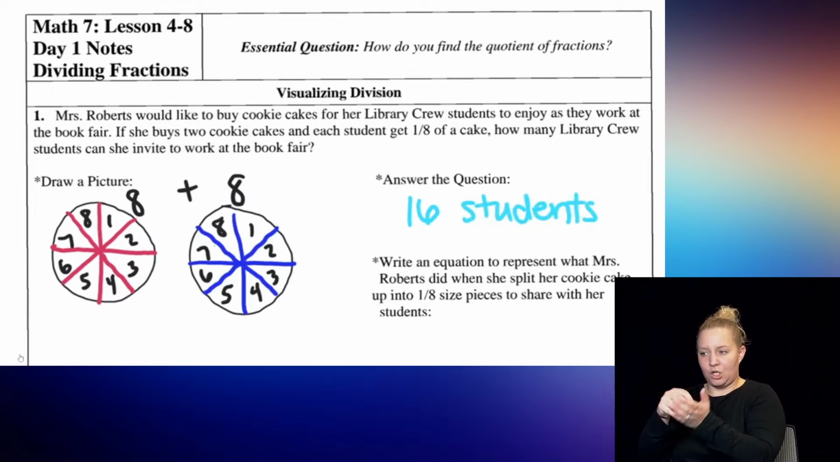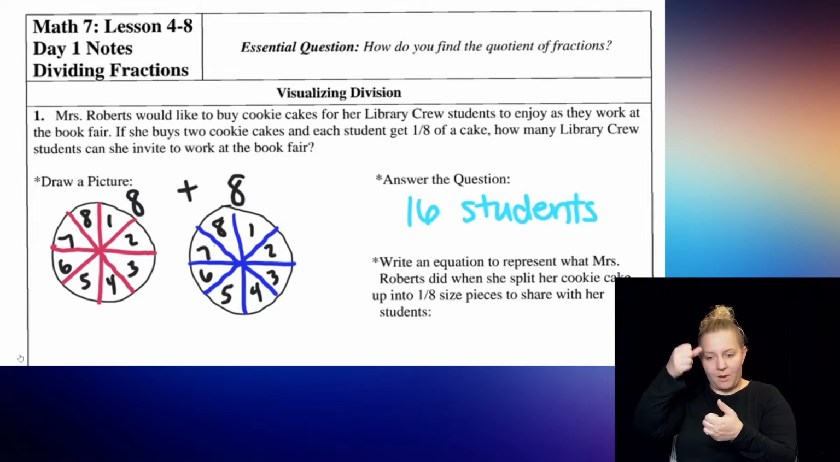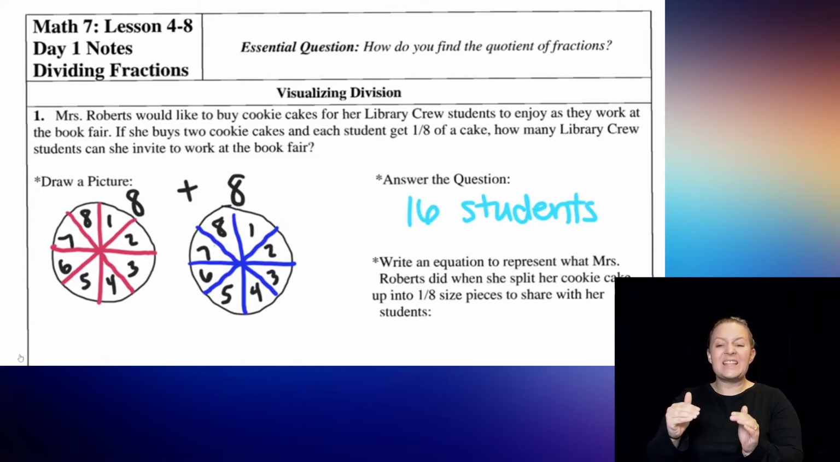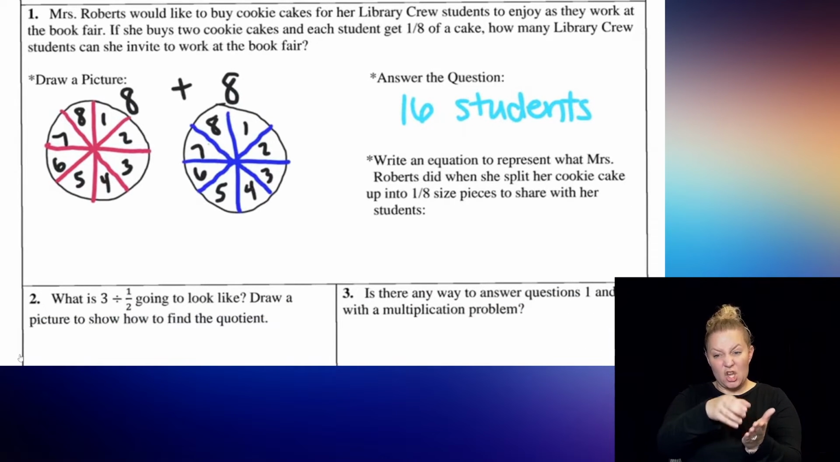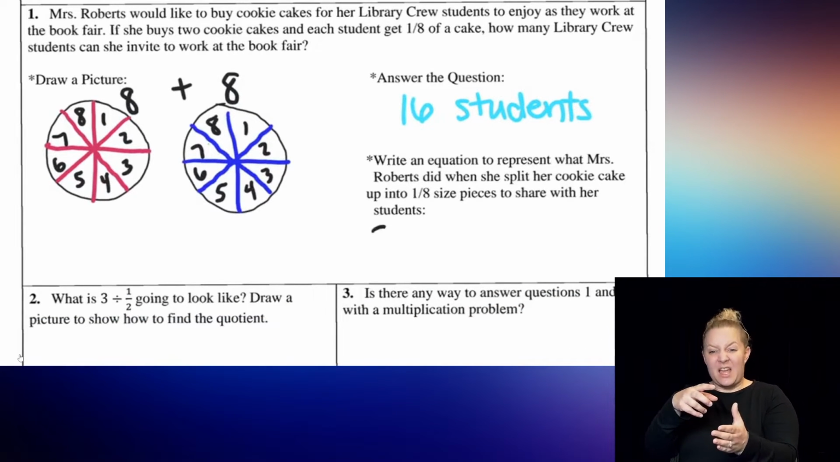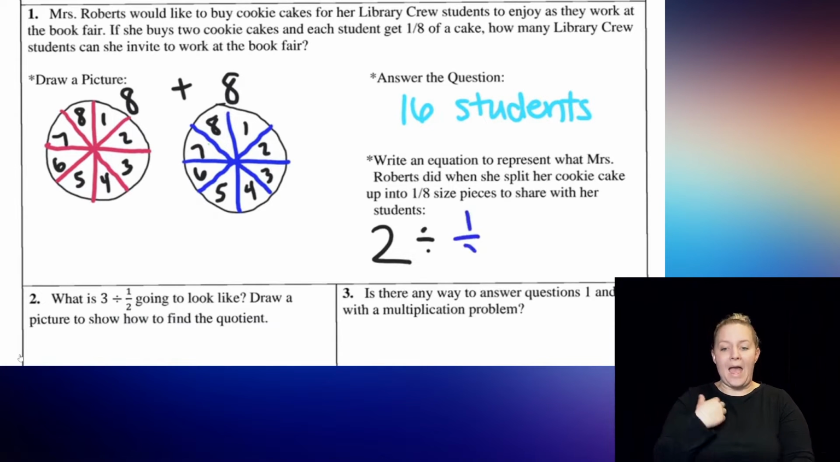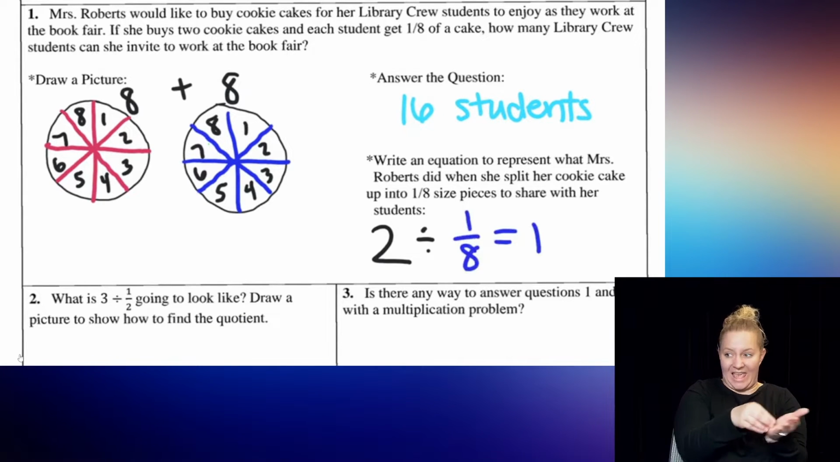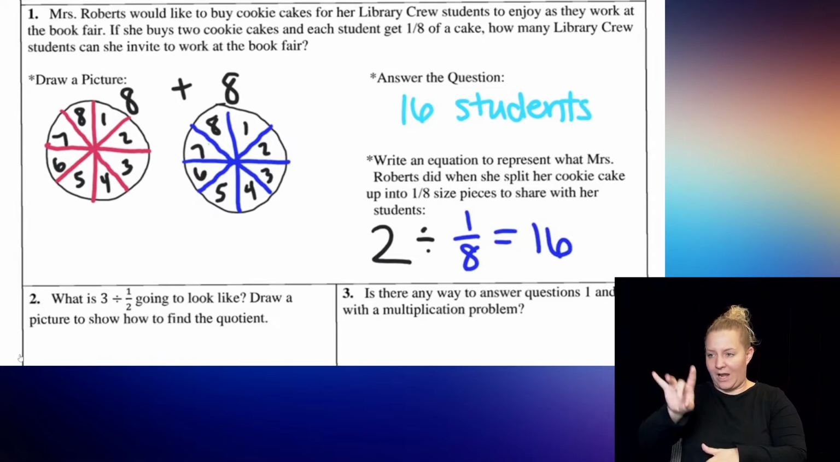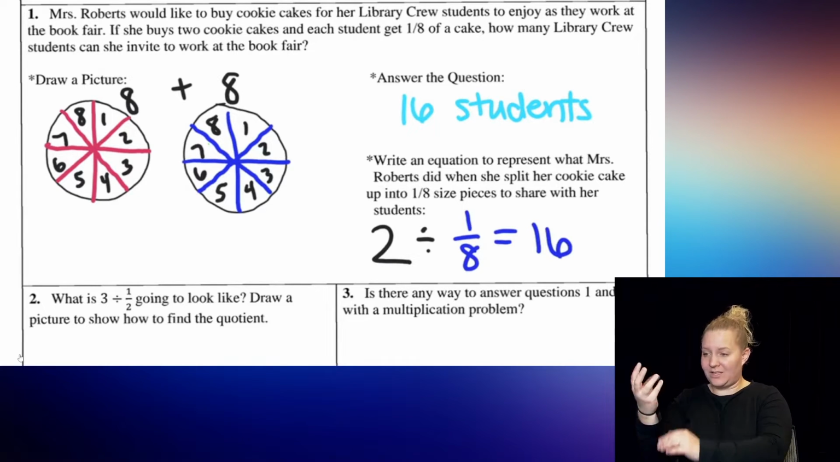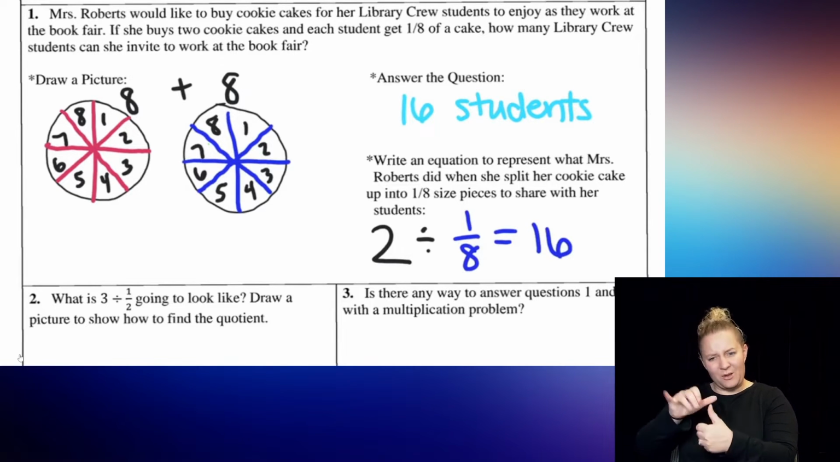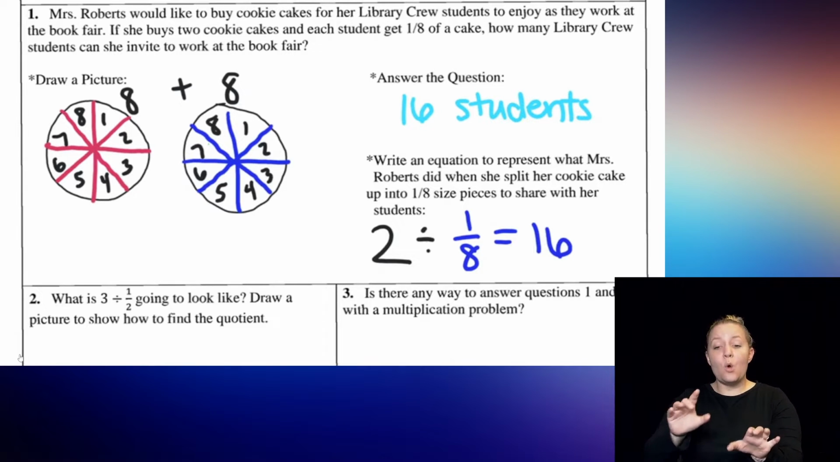So keeping this in mind, the next little asterisk we got says write an equation to represent what Mrs. Roberts did when she split her cookie cakes up into 8 pieces to share with her students. Well, what we did here is we took our 2 cookie cakes and you divided it into 8 pieces. And our final answer here ended up being 16. Okay, keeping this equation in mind, we're actually going to do one more practice problem, and then we're going to kind of compare the two things.